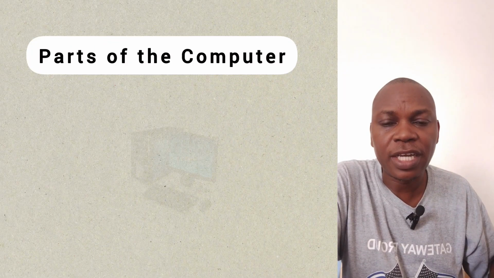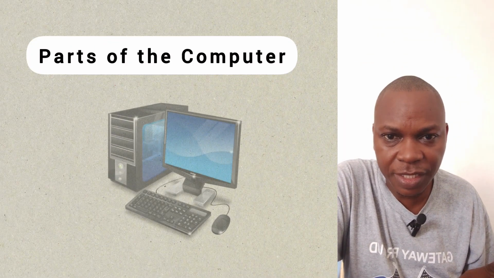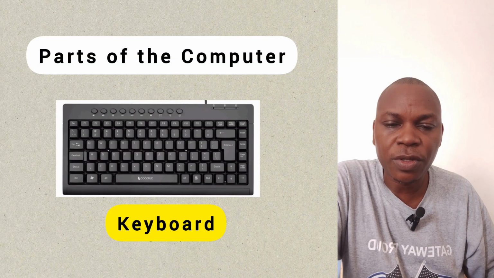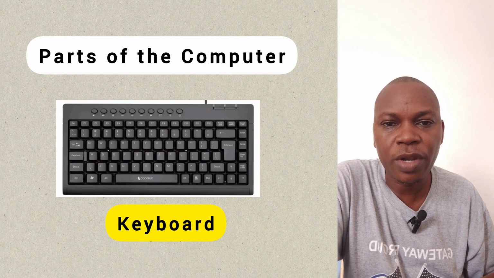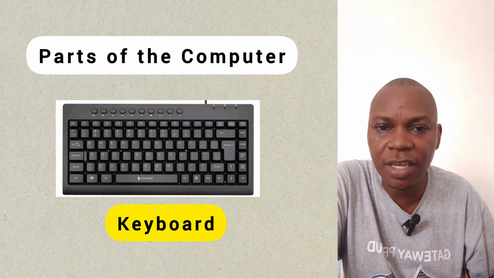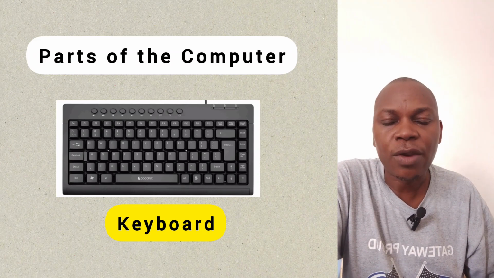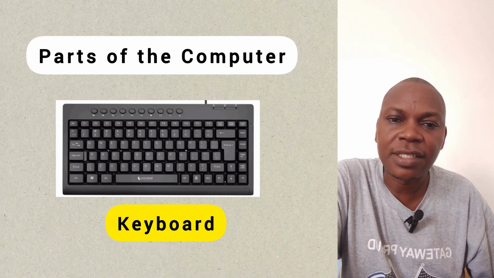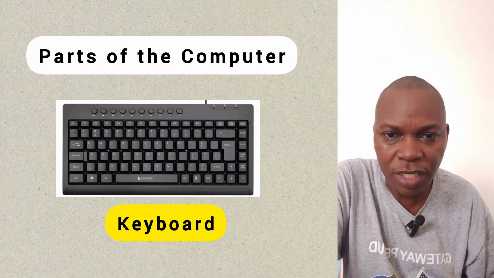Let us talk about the parts of the computer system. To start with, keyboard. Keyboard is responsible for entering data into the computer. When you type something using the keyboard, it means that you are feeding data into the computer. And once data reaches the computer, it is now being processed by CPU, Central Processing Unit.